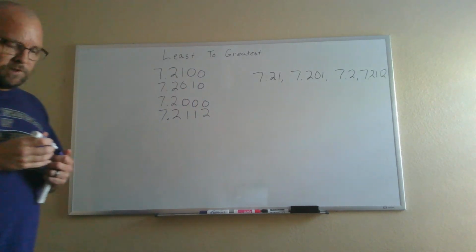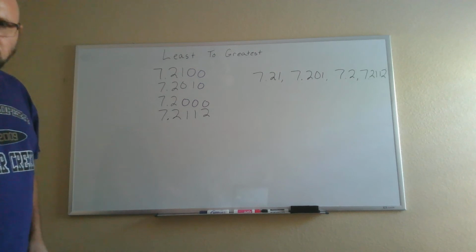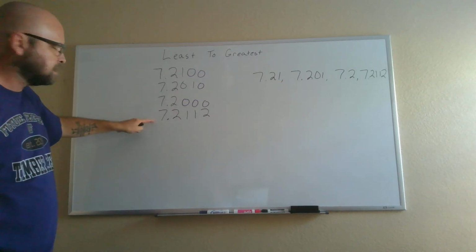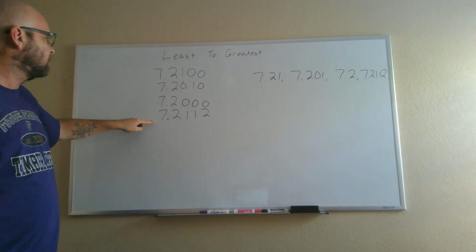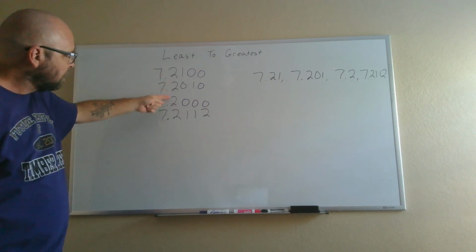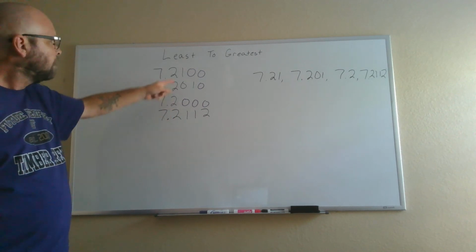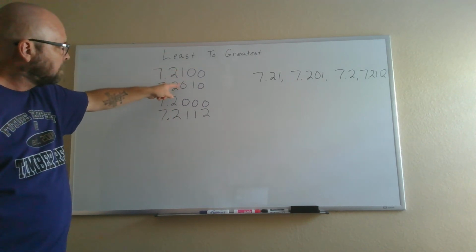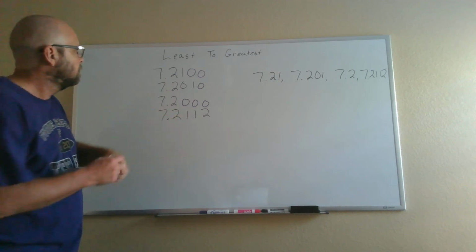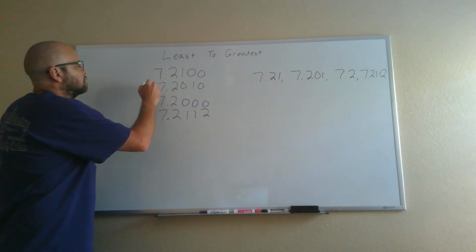But they all need to have 4 behind the decimal point. And then I start with the largest place value, which in this case is the ones place. If I look at the ones, they all have a 7 in the ones. I can't do anything with that. Then I go to the tenths place. They all have a 2 in the tenths. So I can't do anything with that. Then I go to the hundredths place. I have a 1, a 0, a 0, and a 1. Since 0 is smaller than 1, one of these two is going to be my smallest.